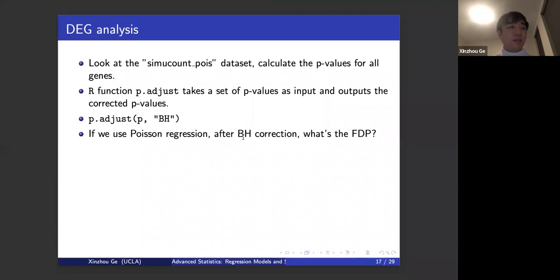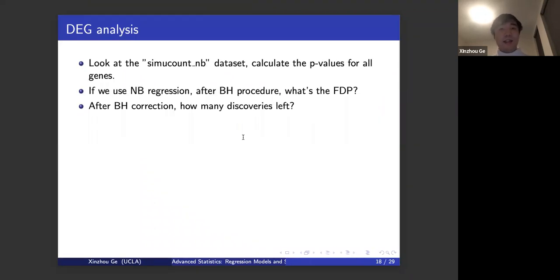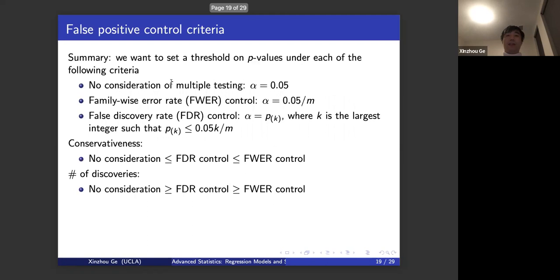So let's summarize. Okay, so this is something that I have done. We look at the simulated count dataset and calculate p-values, and look at the FDP and the number of discoveries. So I'd like to summarize these false positive control criteria.